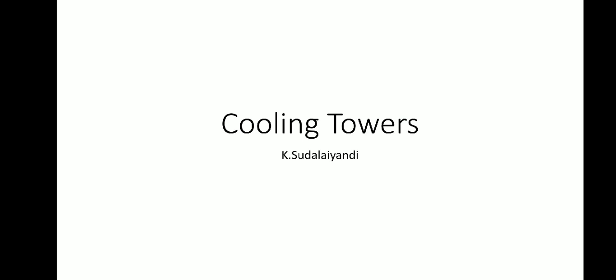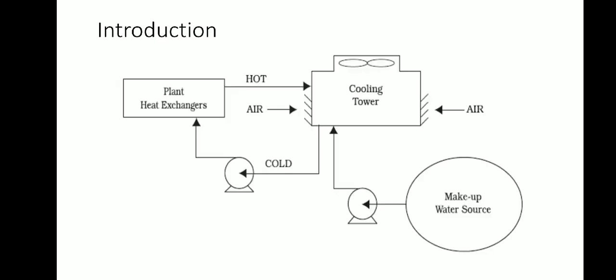The makeup water source is used to replenish water lost to evaporation. Hot water from the heat exchanger is sent to the cooling tower. The water exits the cooling tower and is sent back to the exchanger or to another unit for further cooling. A typical closed loop cooling tower system is shown in the slide.